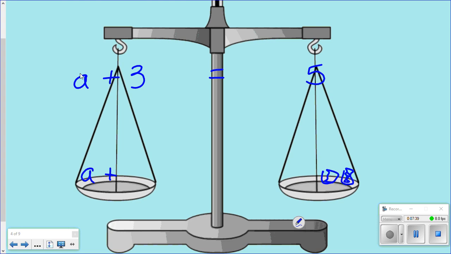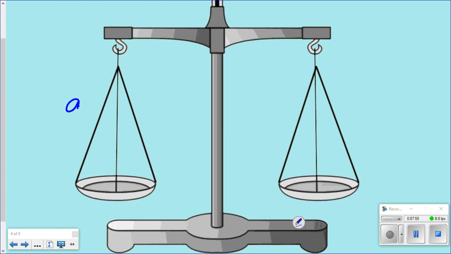Let's try another one. If you want to draw one out, you can draw one out. Now, are you going to have to draw one out like this every time? No, but I need to show you how it works. I have so many kids that don't understand. You do it to one side, you have to do it to the other side to keep your balance balanced.